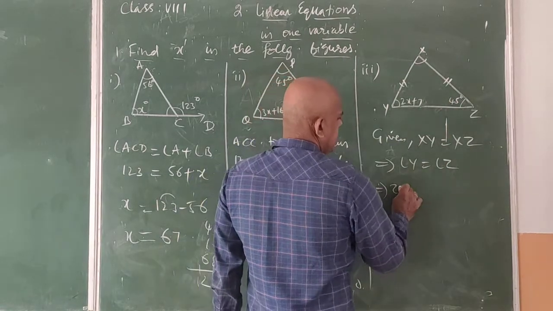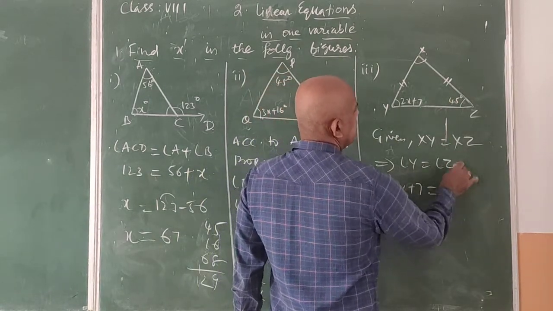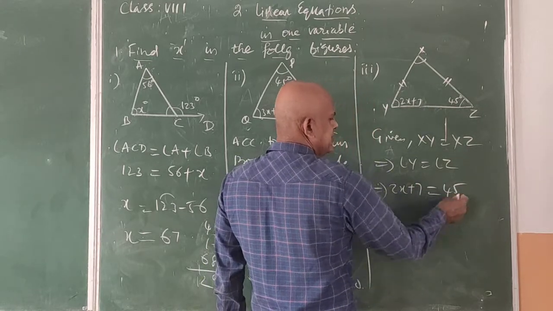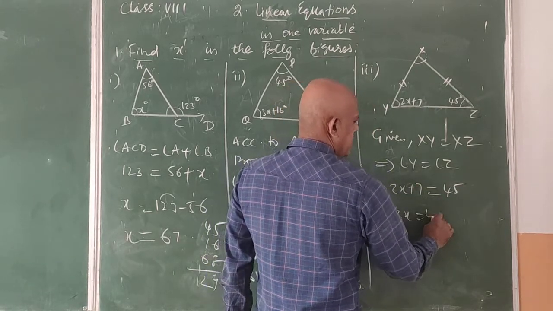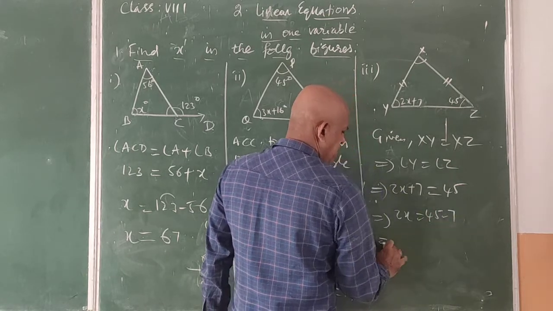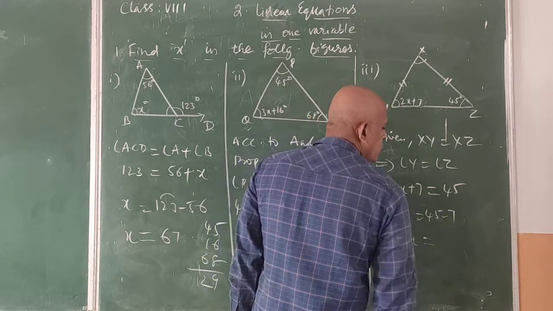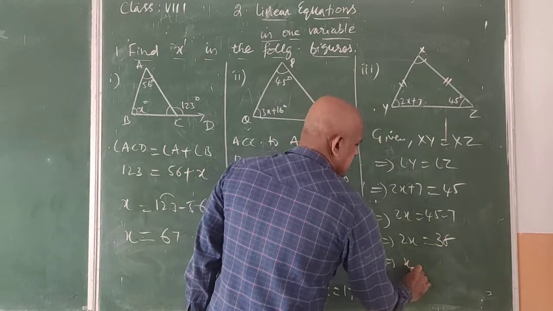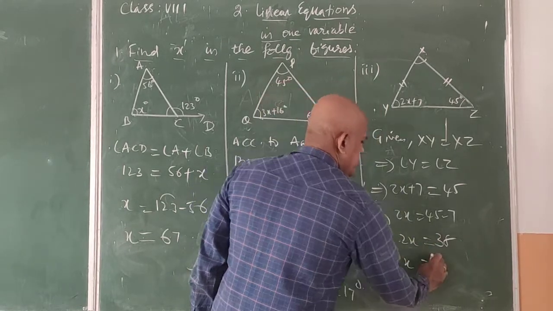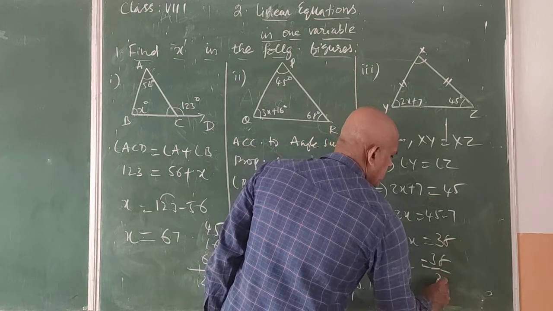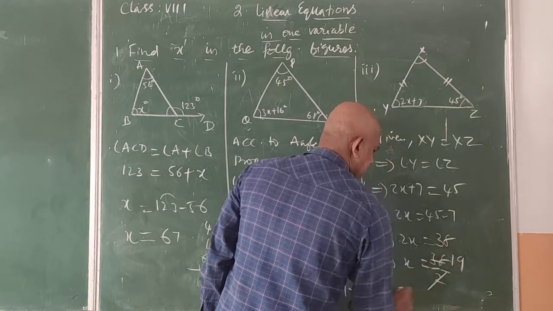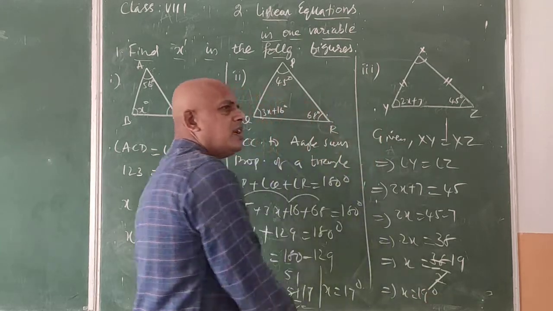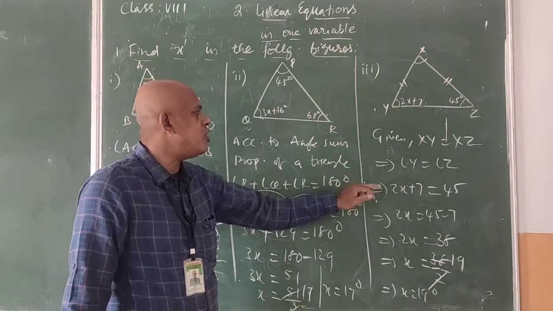So angle Y, which is 2x plus 7, is equal to angle Z, which is 45. Now plus 7 transfers to the right side and becomes negative. 2x is equal to 45 minus 7, which is 38. That implies x is equal to 38 by 2, which is 19. So x is equal to 19 degrees. Based on these properties of triangles, we solved this problem.